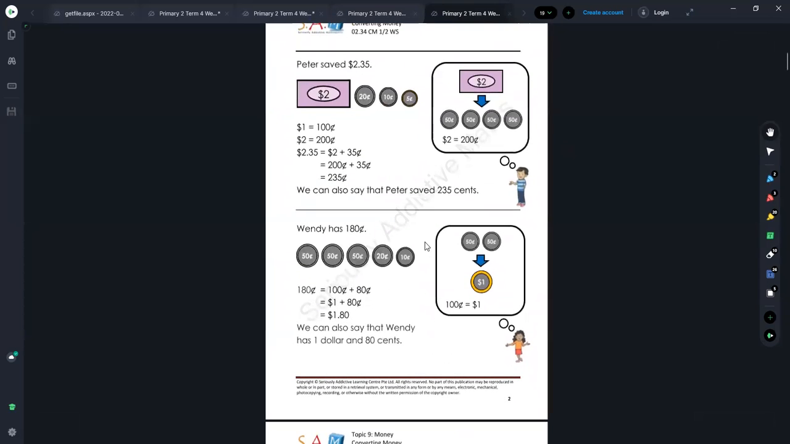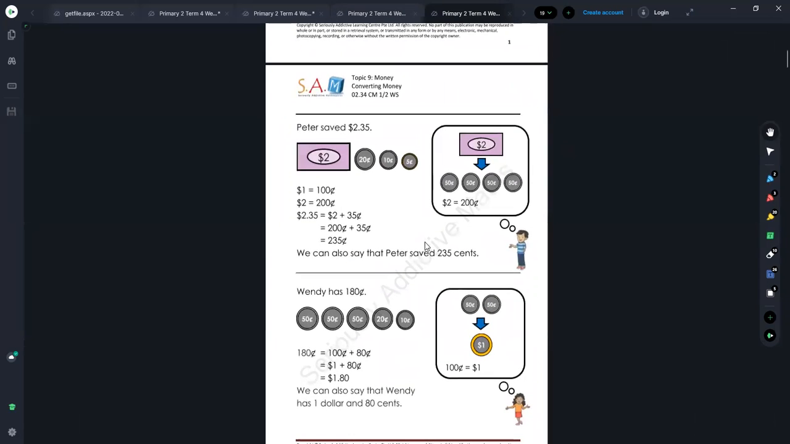Okay, some introduction to the word problem. Peter saved $2.35. So how is it broken down? This can be done that way as well.